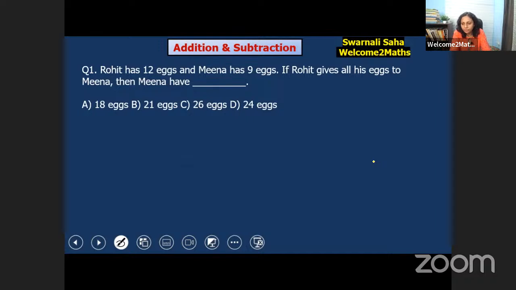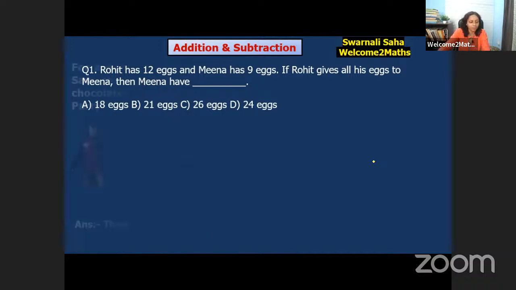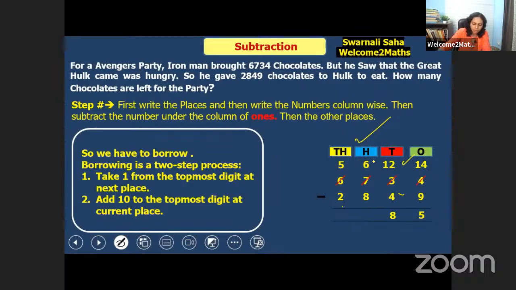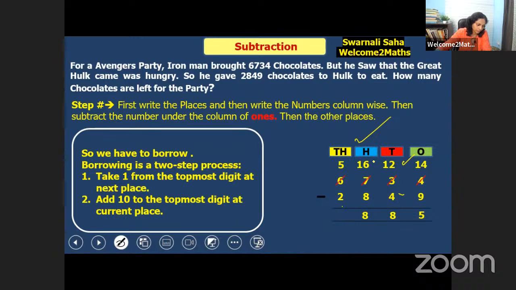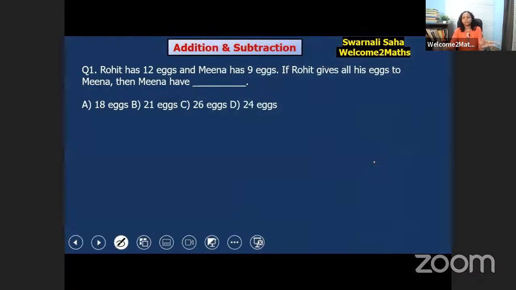Okay, so now let's solve some Olympiad questions. Yes, it's 3885. You want to see the subtraction process once again? Yes, it's 3885. You see? Okay, nice. So now let's solve some Olympiad questions.